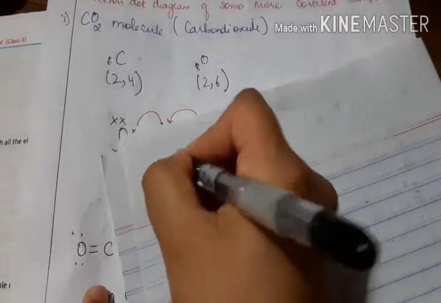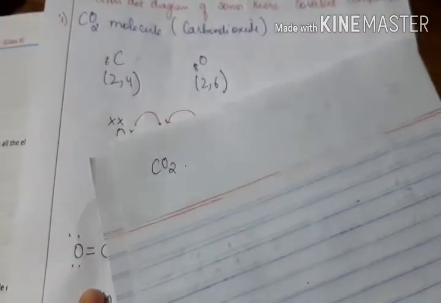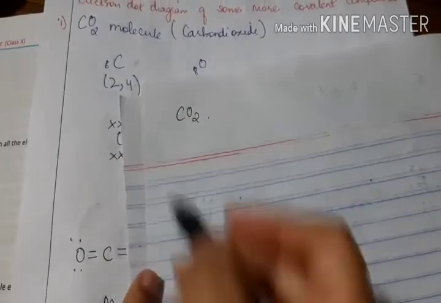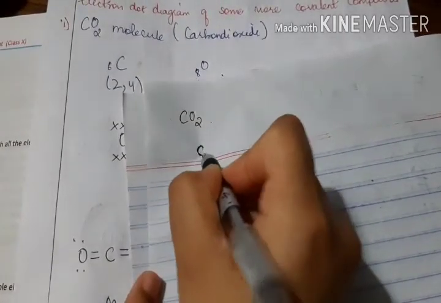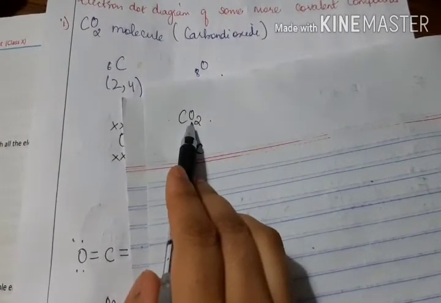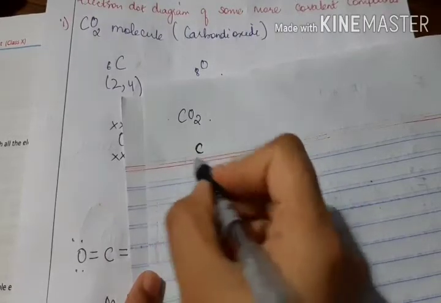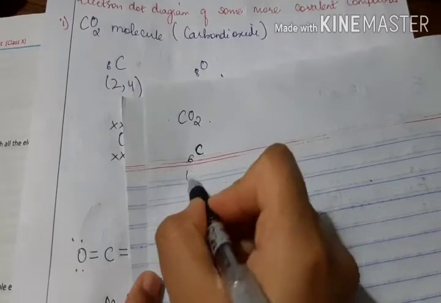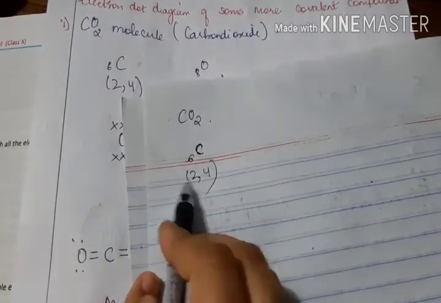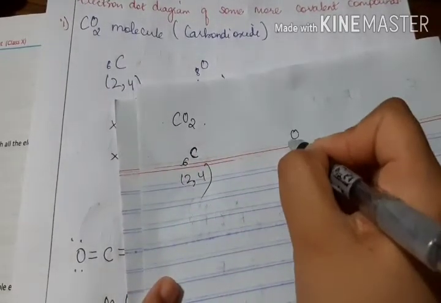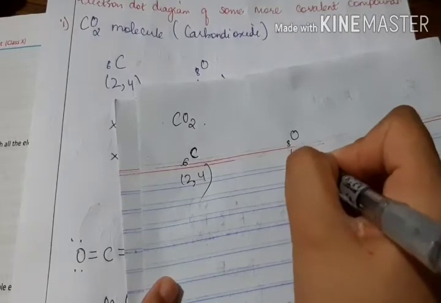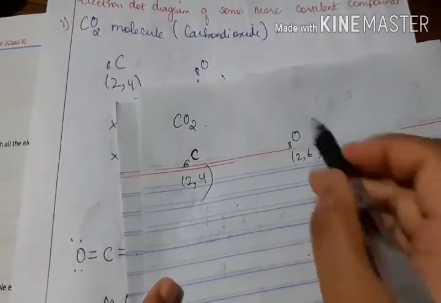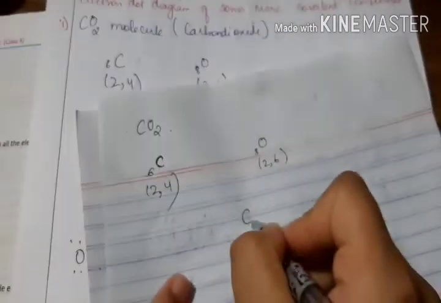So carbon dioxide, CO2. One carbon is there, two oxygens are there. Carbon, you know, the atomic number is 6, so it will have 2, 4. Then oxygen is 8, so 2, 6. Okay, 6 electrons.